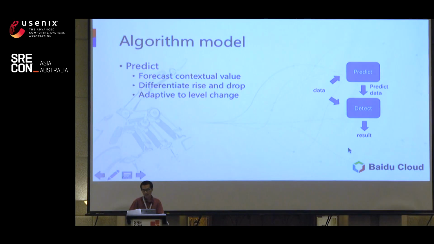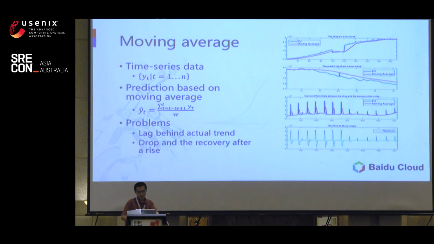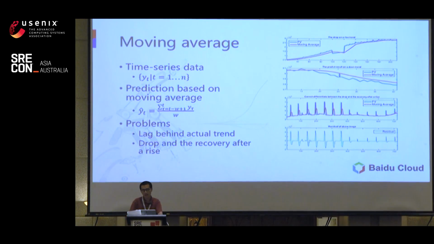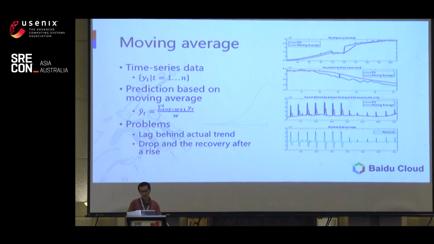In the previous slide, I mentioned that the local fluctuations on PV numbers are also contextual. This means the scale of the residue still changes over time. So in the detect step, we transform the residue into a context-free value and then apply anomaly detection on this value. Next, I will introduce the details of the 2 steps. Our first try in the predict step is moving average. Let's take a look at the moving average algorithm.